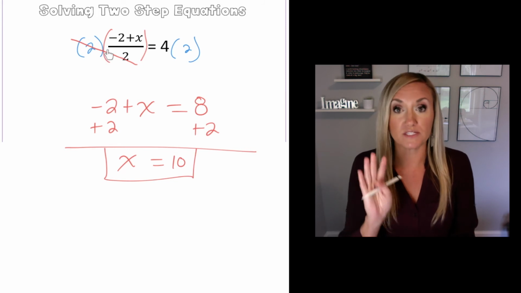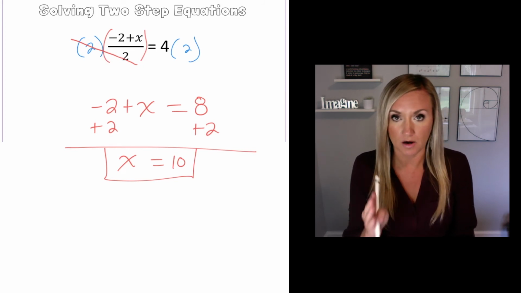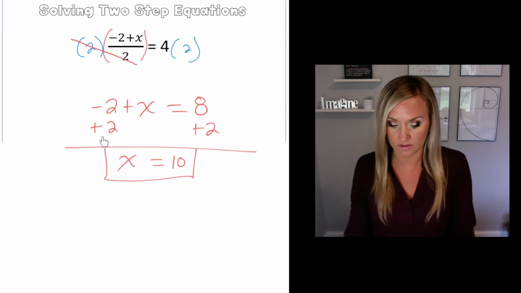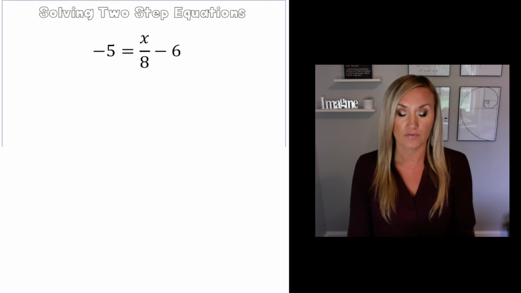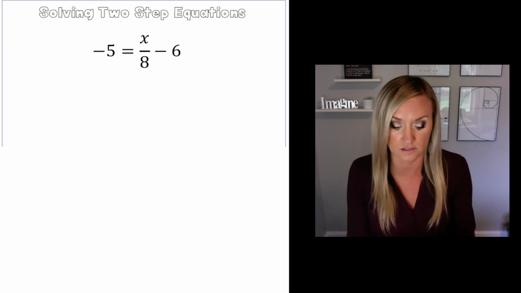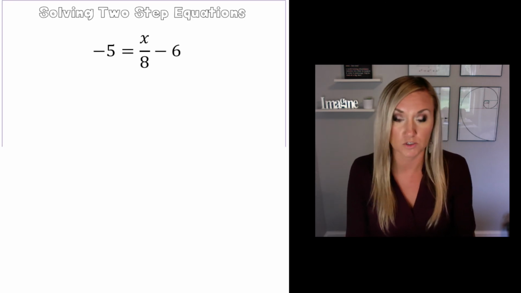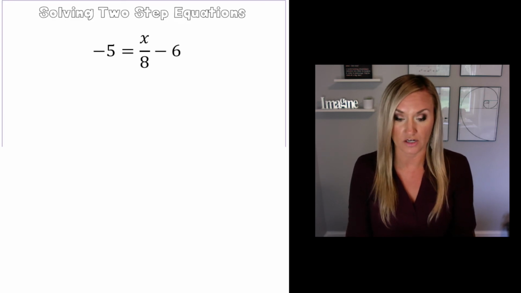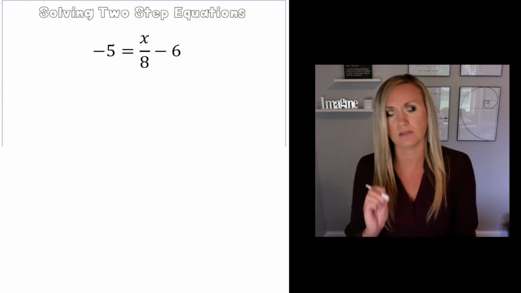Let's do one where we still have that fraction bar, like a fraction in our equation, but we also have something else written after it. So take a look at the other example. There was nothing else that was written. The whole thing was a fraction. So when the whole side is a fraction, you want to multiply by that denominator, that 2, to get rid of the fraction. All right, but this one's a little different.